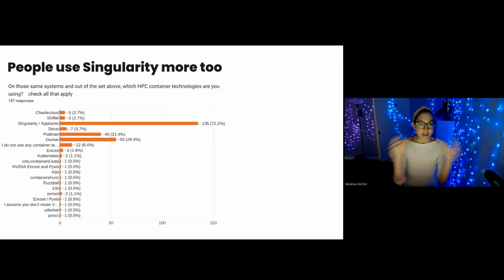Of those systems and the set above, which HPC container technologies are you actually using? And so this was interesting to me because my gut was saying that Singularity was still much easier to use than Podman, and I had the sense that people were using it, and that's what it reflects here. Although Podman was 21.4%, still Docker. Lots of people really like Docker.